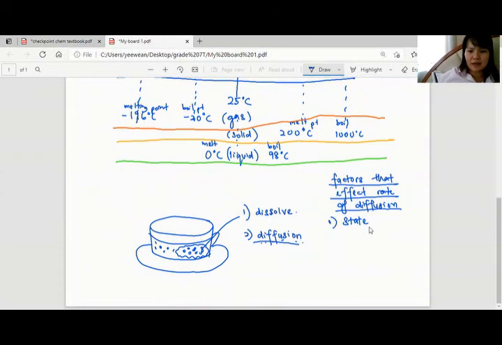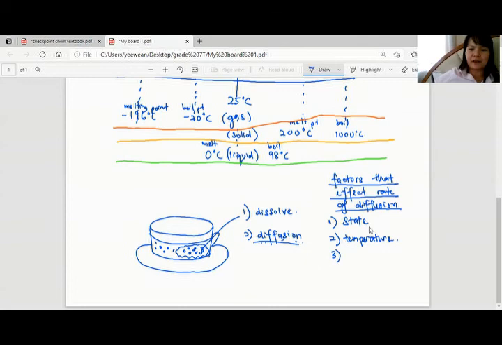Okay, second thing is the temperature. If the temperature is cold, the rate of diffusion will be slower. And if the temperature is hot, the rate of diffusion will be faster because it has more energy. Therefore, it bounces even more compared to being cold. So this is why you can smell hot coffee from further away compared to cold coffee, probably. So things that are hot have more energy, so they move faster. So the rate of diffusion will also be faster.